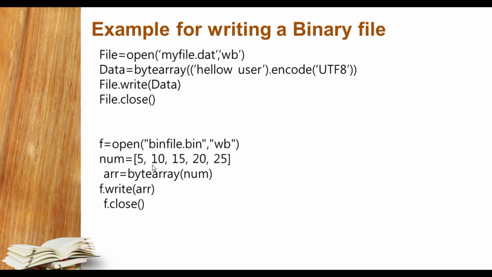Now we can consider a list instead of a string. The same thing will happen here, but a few things will be skipped. So f equals open, file name like binfile, and wb mode, that is write binary mode, and here is a list num equals 5, 10, 15, 20, 25 separated by commas. Then data, that is data as an array, equals bytearray num. So I have converted this list variable into a byte array, then written it directly and closed it. So let's do it practically.